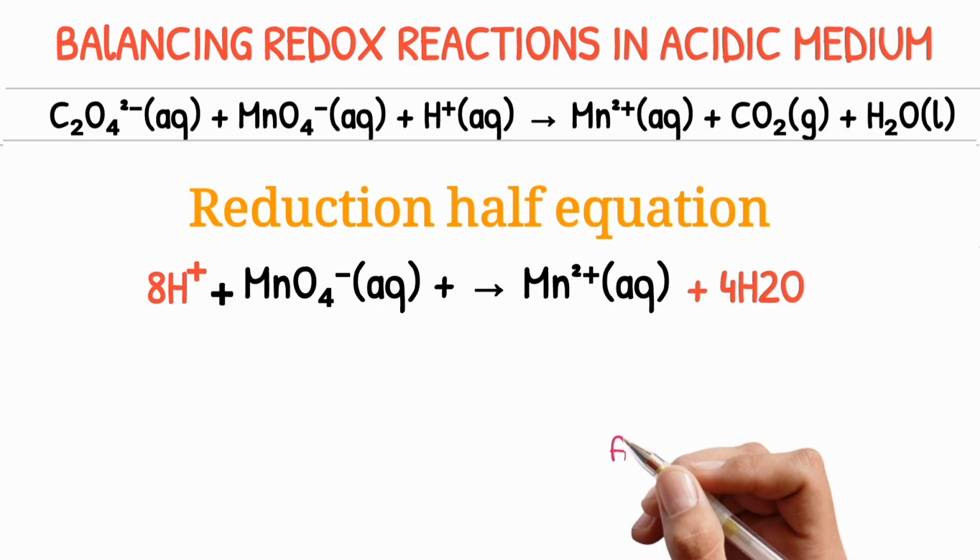We have 1 manganese and we have 1 manganese. We have 4 oxygen atoms and we equally have 4 oxygen atoms. So our atoms are balanced. We are going to proceed in balancing our charges. After balancing our charges, our equation will be balanced.